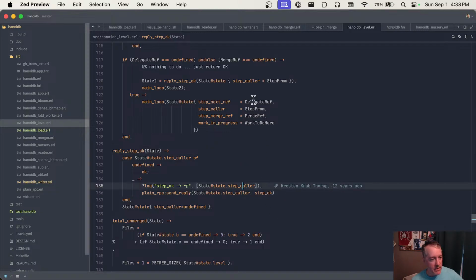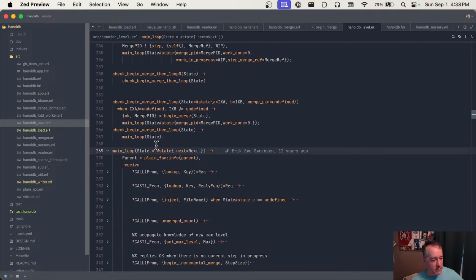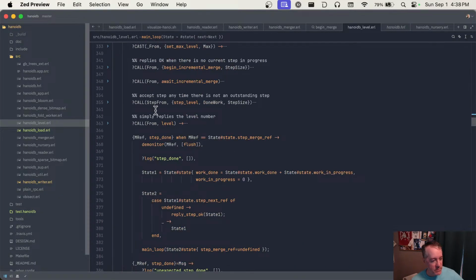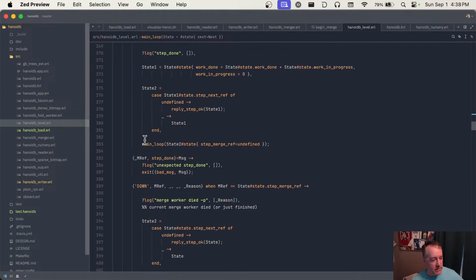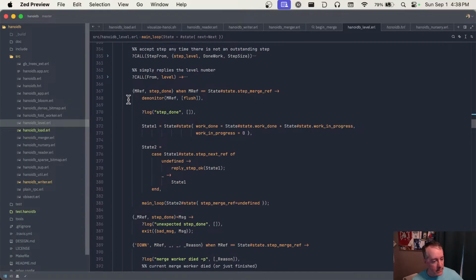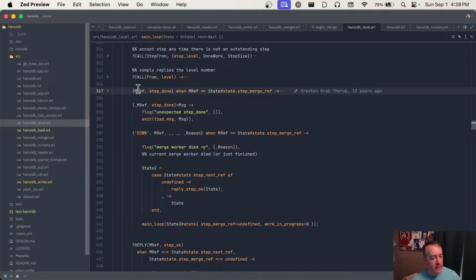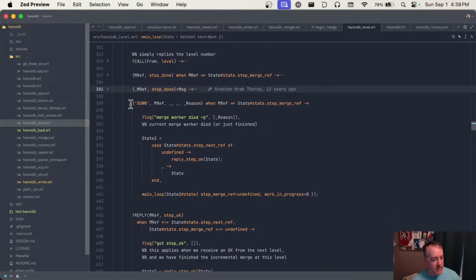Oh, it's just saying step okay. So if we go back to main loop, there should be a clause in here that's like step okay. Yep. Okay. So we'll get to that in a moment. Okay. Right. So this is saying the merge process said step done. We don't need to monitor it anymore. And here it's like, oh, well, we got this message, but we're no longer monitoring it. So, yep, bad message. We should exit. That's just a protocol invariant there.